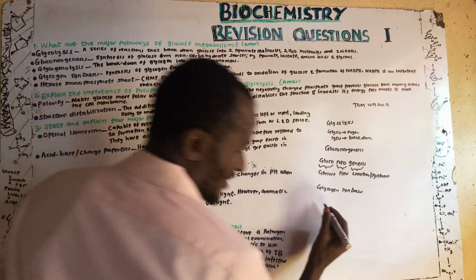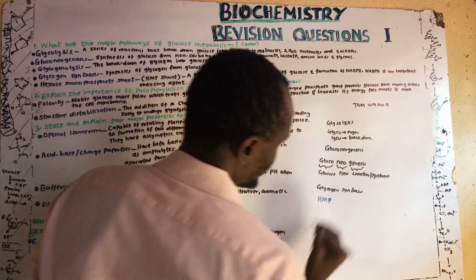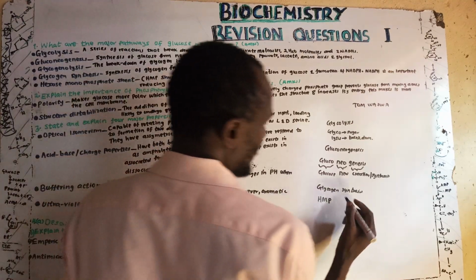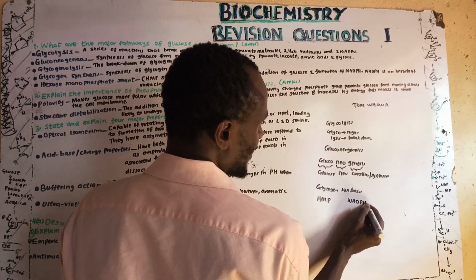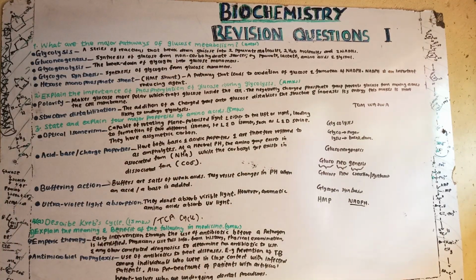Then we go to the other part of the answer, the hexose monophosphate shunt or HMP shunt. The hexose monophosphate shunt refers to that pathway that oxidatively breaks down glucose and forms one of the major important components of glucose oxidation known as NADPH. This is a very, very important reducing agent in biochemical reactions.